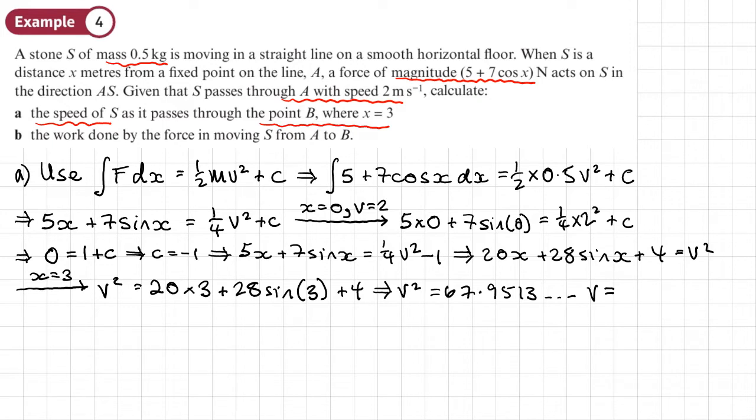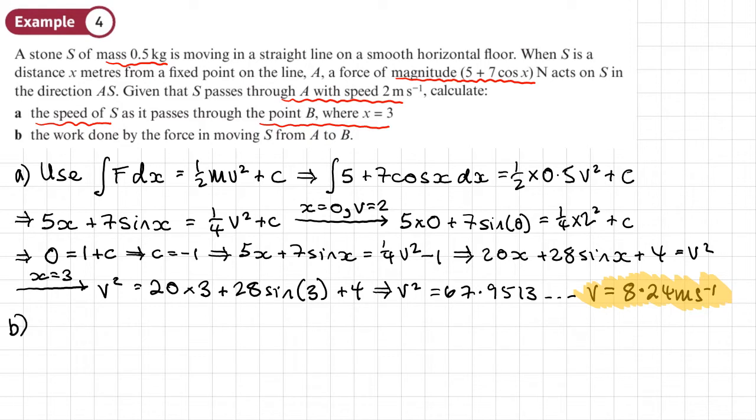And the value we get to 3 significant figures is 8.24. It's like 8.24326 and so on. So 8.24 meters per second. That's the speed of the stone as it passes through the point B. Now on to part B.